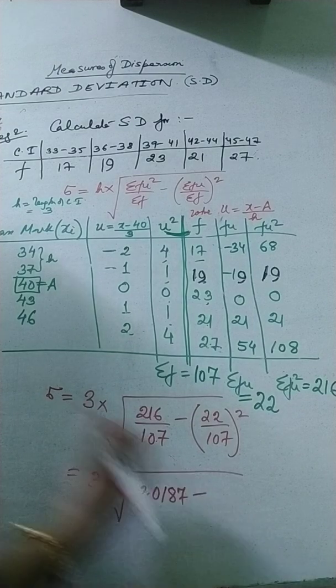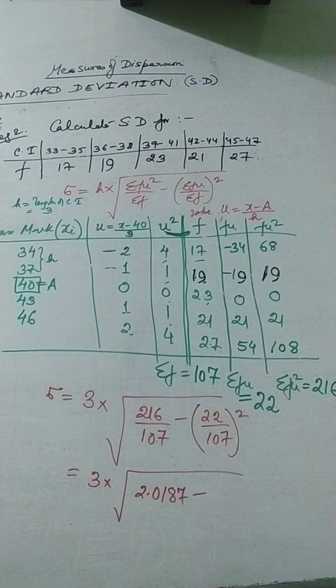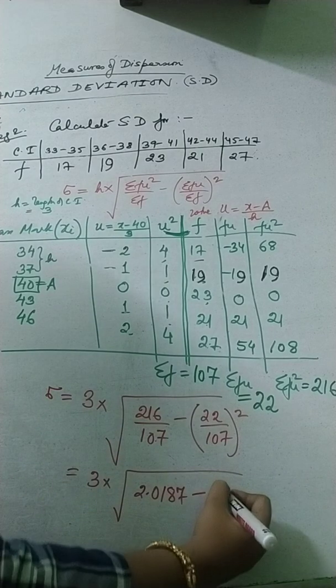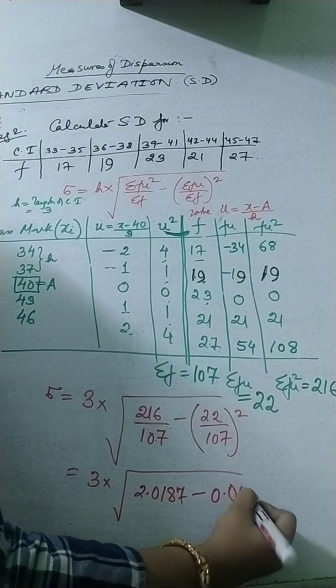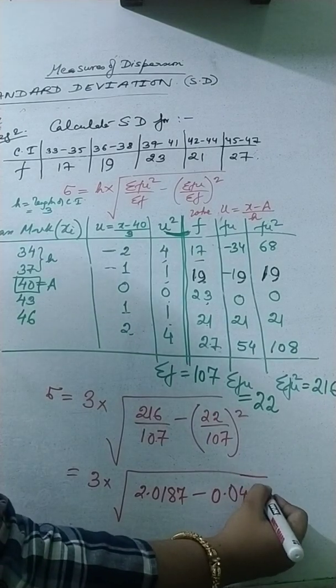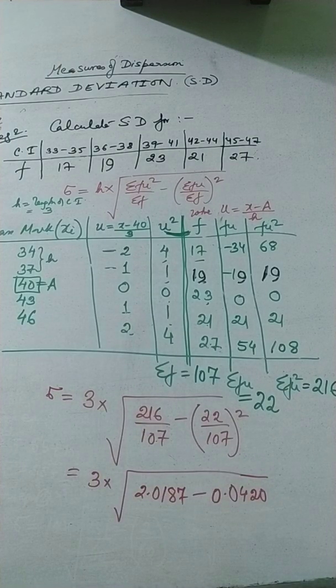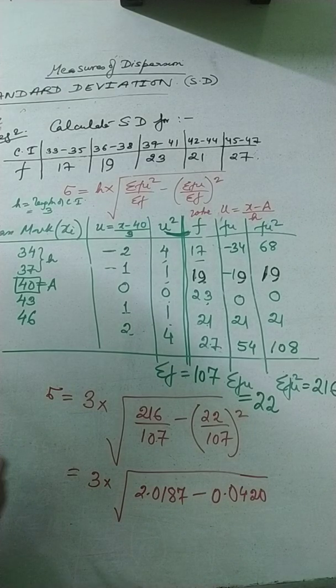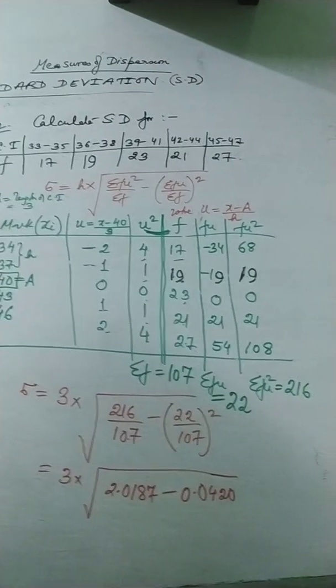2.0187 minus 22 by 107, and that whole square gives you something about 0.04. I've done the calculation before. Okay, so that is why, so that it doesn't take much time to write, because this is just a recording. You can do it yourself with your calculators. Check and see whether you're getting this or not. So it's coming to 3 into, do I have space there? Yes, I have. I'll write it on that side.